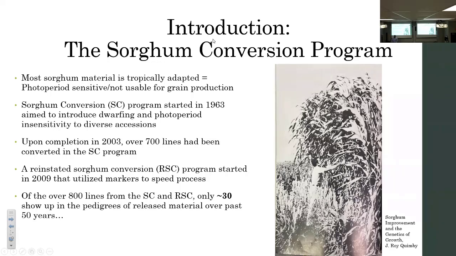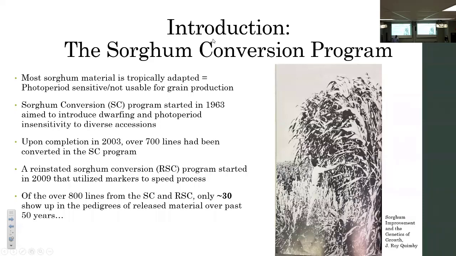With that, the Texas A&M sorghum program started the sorghum conversion program in 1963. The aim was to take tropical sorghum accessions and introduce dwarfing and photoperiod insensitivity to them through a backcross process, where the cross would be made in Puerto Rico, where tropical accessions will flower, and then they were selected on in Texas, where anything that was photoperiod sensitive would not flower. This was the way they were able to get the photoperiod insensitivity into these tropical lines to make them more usable for US sorghum production.